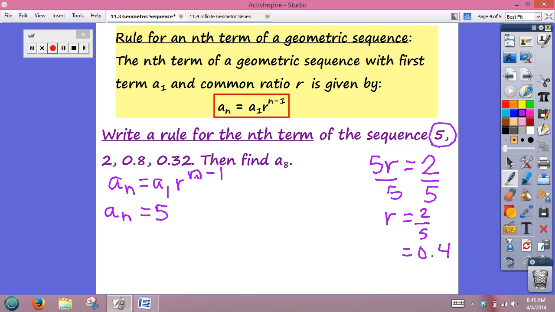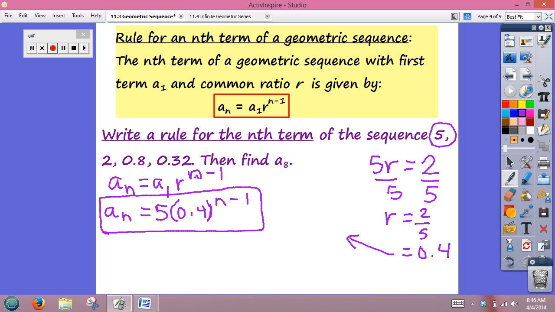You also could notice that the ratio is the ratio between each term, so we could have taken 2 divided by 5 originally, the second term divided by the first term, to determine our ratio. So there's 2 separate ways you can do that. Whichever is easiest for you will be fine with me. So now we have the common ratio, so we can continue on with our equation. So we get 5 times 0.4 to the n minus 1 power. Because we are unsure what n is, this is just writing the rule. So this would be our rule for the nth term.